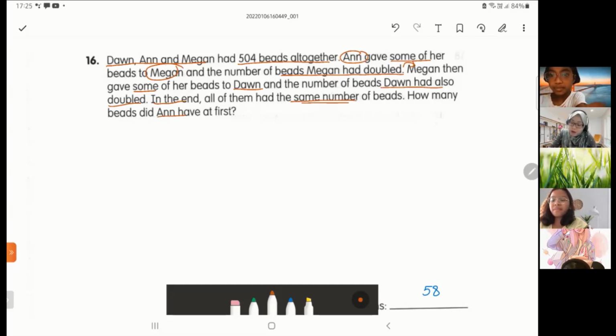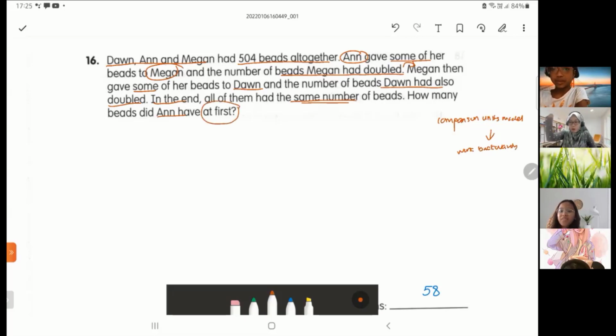Something to do with comparison units. Comparison units model, but we are going to work backwards, because they did ask you to find the amount at first. So let's draw out the model for these three girls first. I have Anne, Megan, and Dawn. We know that Anne gave some to Megan, and then after that Megan's beads doubled. Then Megan also gave some to Dawn, and then Dawn's also doubled.